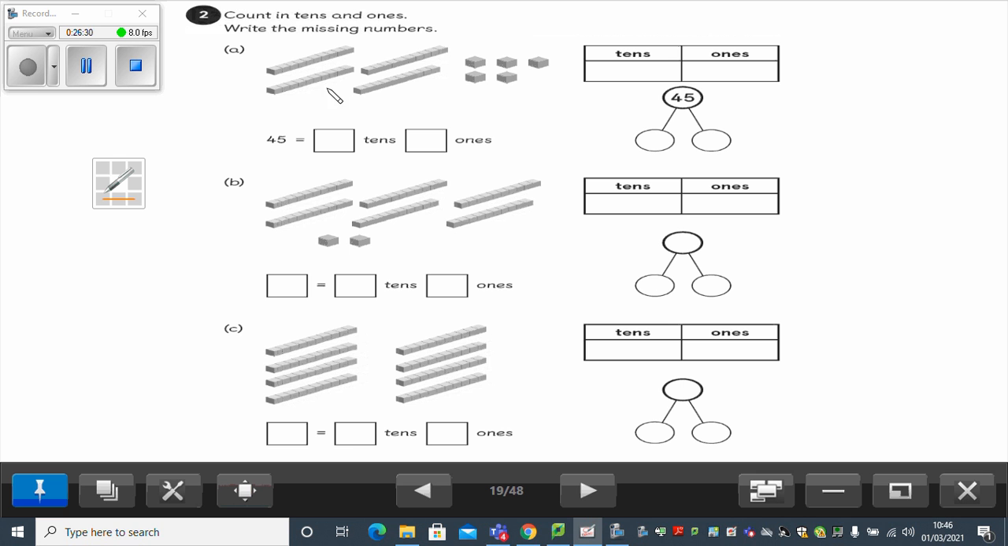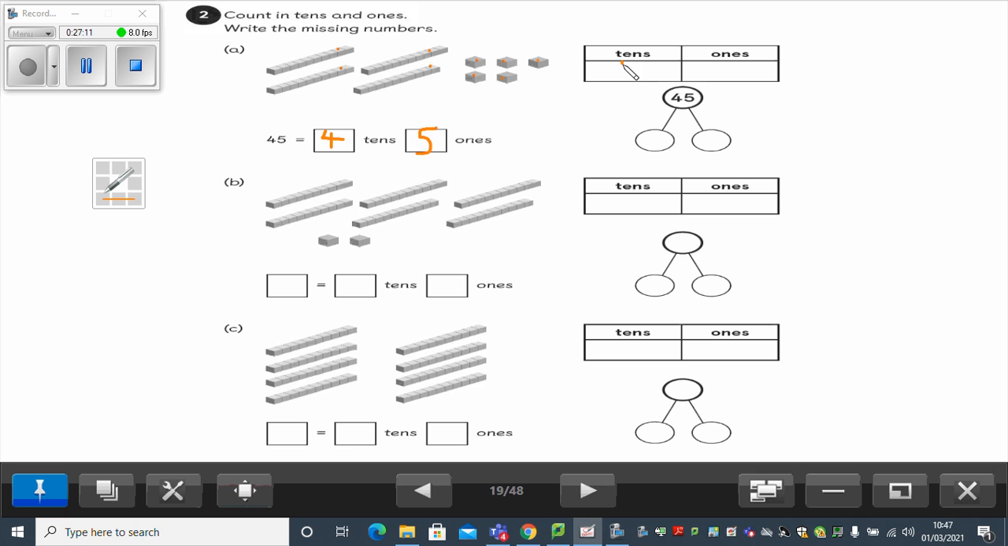Okay, next we have the images to complete how many 10s, how many 1s, and our place value and whole part models to do. So we've been told that our whole number for this is 45. So how many 10s do we have? Let's count how many 10 rods. 1, 2, 3, 4. So there are 4 10s. And how many 1s? Let's count them. 1, 2, 3, 4, 5. So in 45 we have 4 10s and 5 1s.